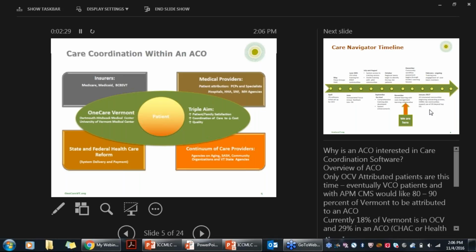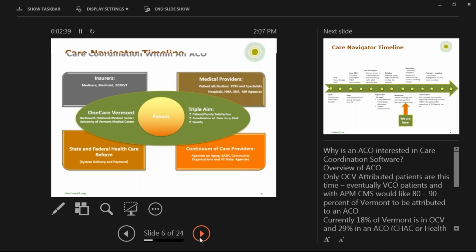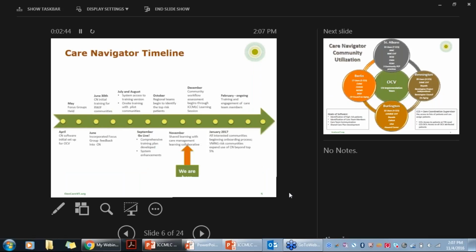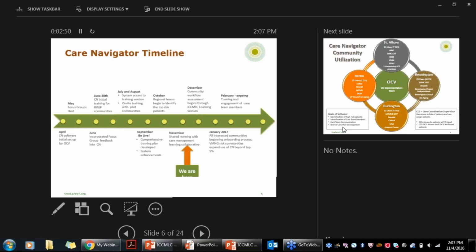So that is a little bit about the background for having Care Navigator and why the ACO is invested in that. So the next is the Care Navigator timeline. We did start working in April with Care Navigator. In May, we held the focus groups with the Robert Wood Johnson Foundation communities, incorporated the feedback, and had the initial training June 30th for the communities.